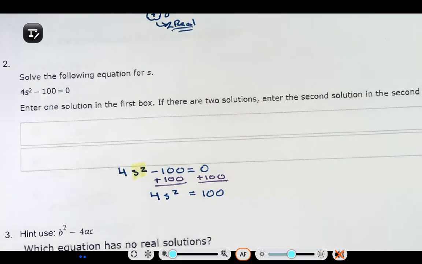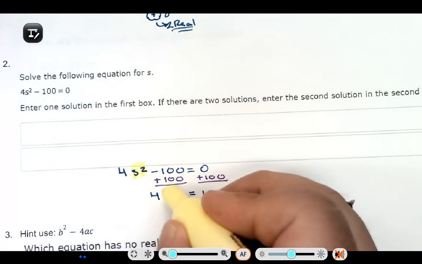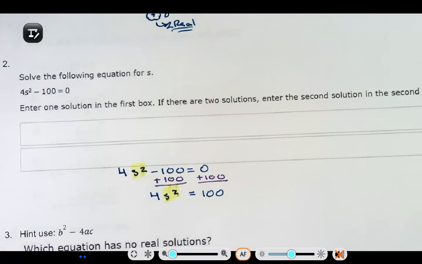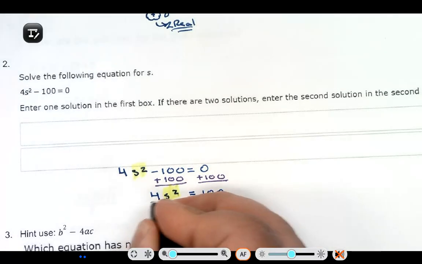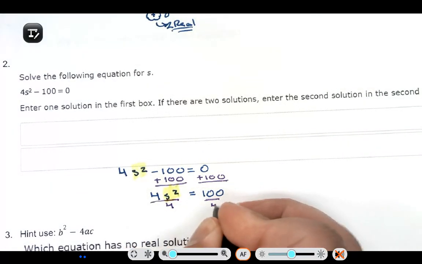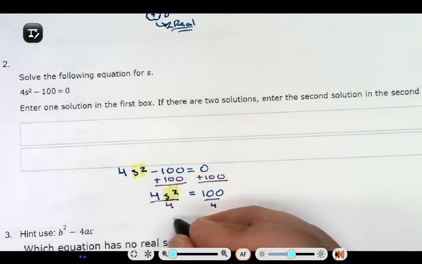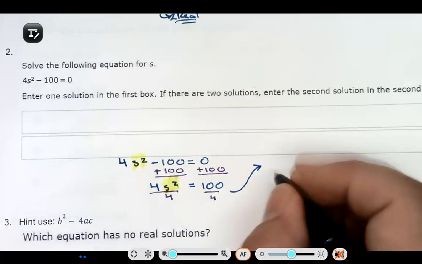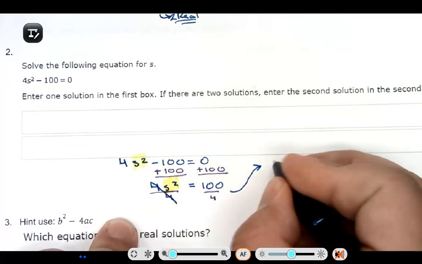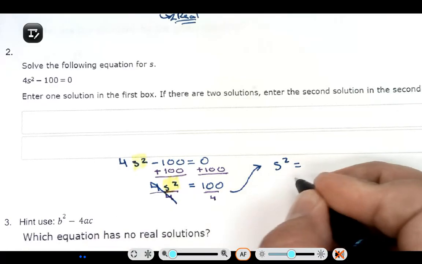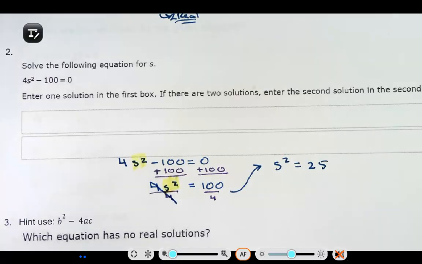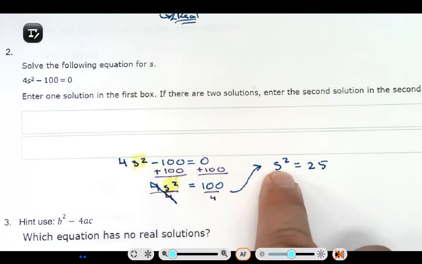Again, look, this is still not by itself. That's why I like highlighting. It tells me that what I have in yellow still needs to go away. That 4 should not be there. And again, that's where highlighting and color coding helps. So I'm going to divide by 4, because that's how we get rid of the 4 next to the s squared. I'm just going to scoot it over this way. So 4 divided by 4 cancels. I'm left with s squared is equal to, and then 100 divided by 4 is just 25. Now you see it's finally by itself.